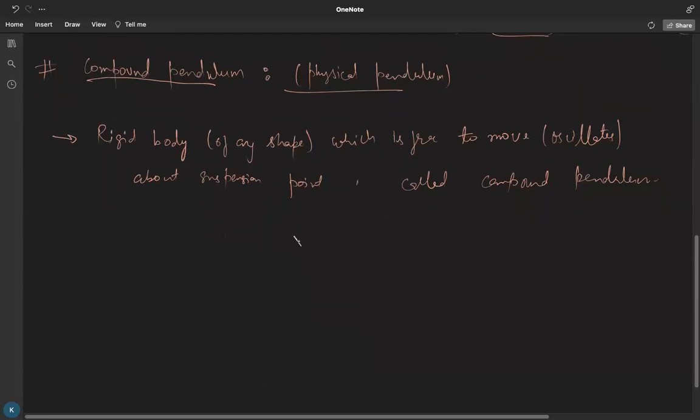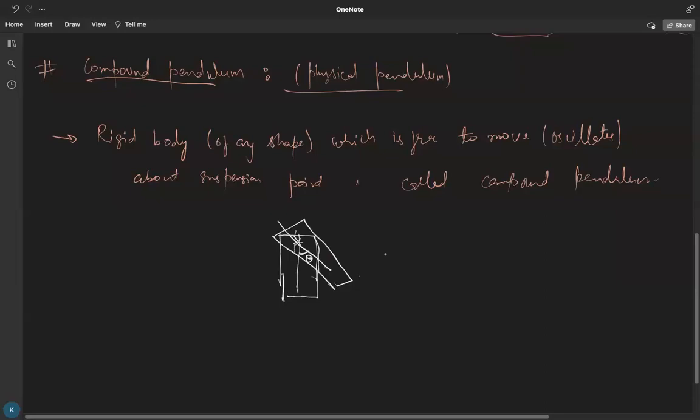So let's take here a suspension point, and this is actually a rigid body. So this is a suspension point, and what I'm doing is rotating it with the angle of theta and left theta. That means this is its extreme position, right?